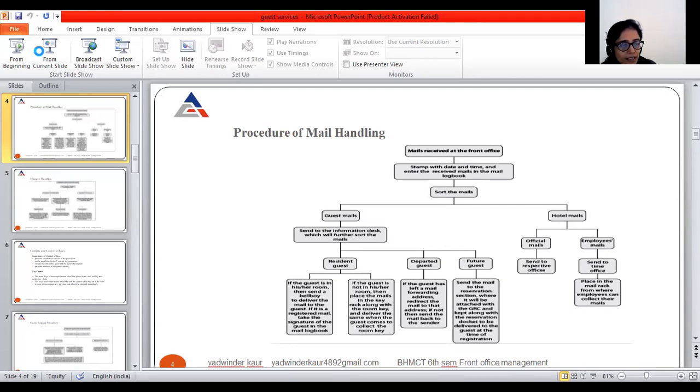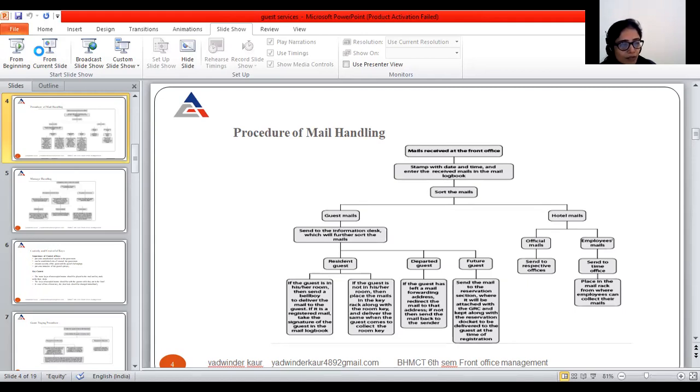For the resident guest, there is another point: if the guest is not in his or her room, then place the mail in the key rack along with the room key and deliver it when the guest comes to collect the room key. There are two points. If the guest is staying with us, we hand the mail over to the bellboy, and they will deliver it to the guest room. If it is a registered mail, then we have to take the signature of the guest in the mail logbook. Another thing is when the guest is not in the room.